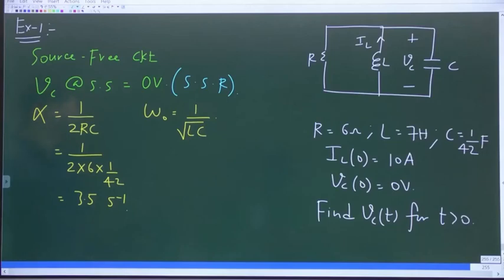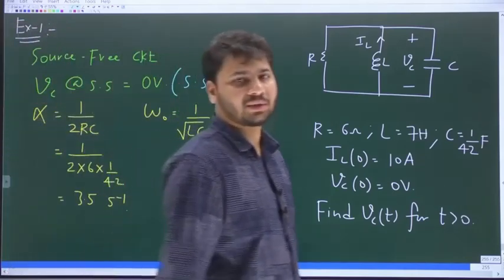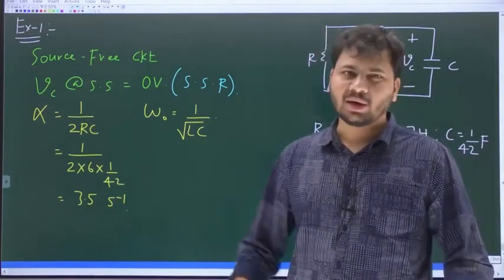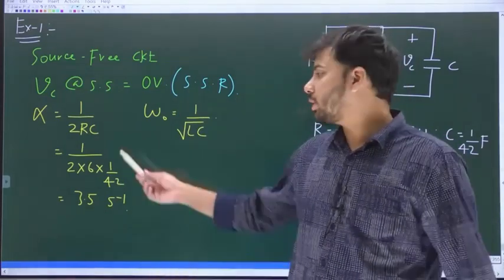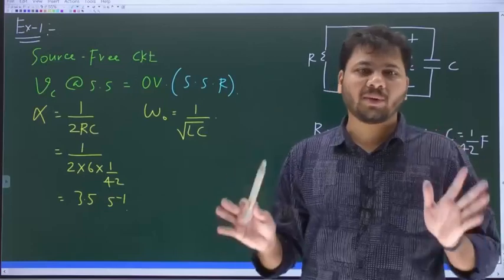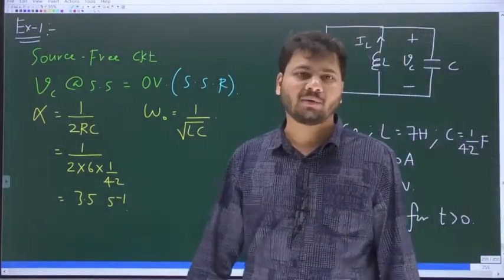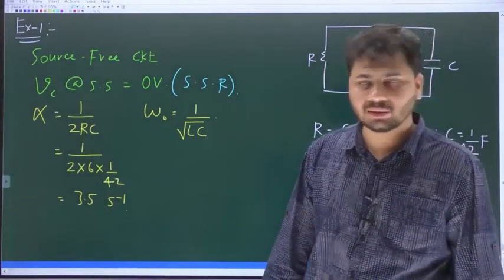What are the units of alpha? Alpha is 1 by 2RC. RC is some type of time constant. It is not exactly a time constant in this case, but RC is some time, okay? 1 by time is what? Per second. So what is the value of alpha? It is 3.5 per second.